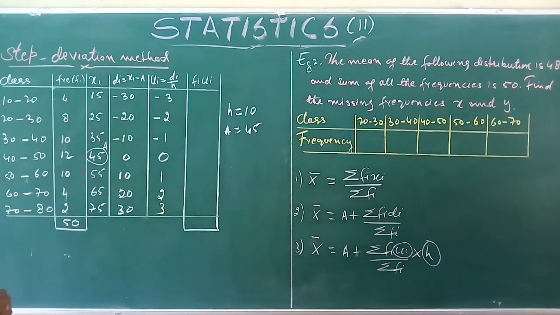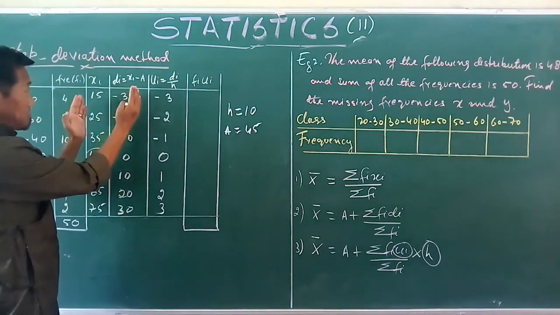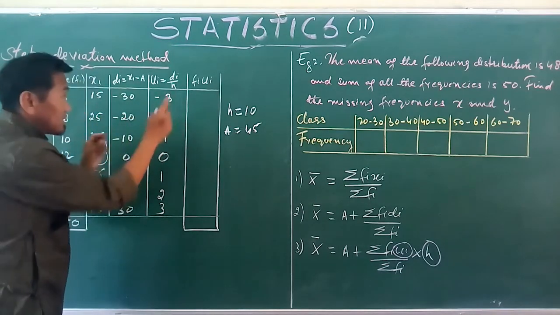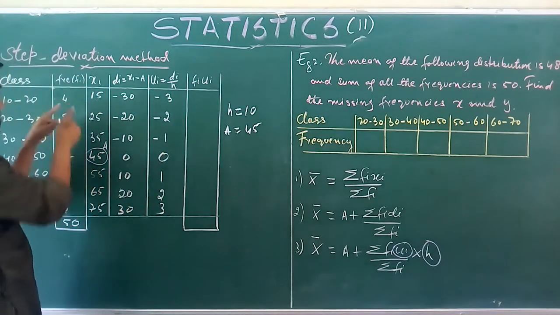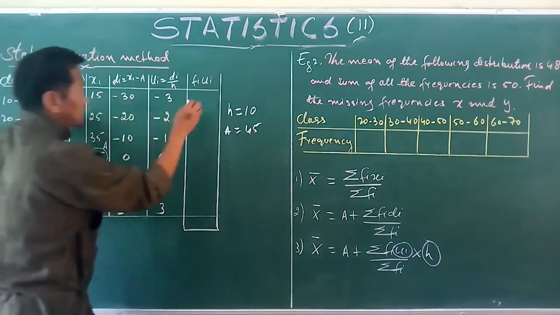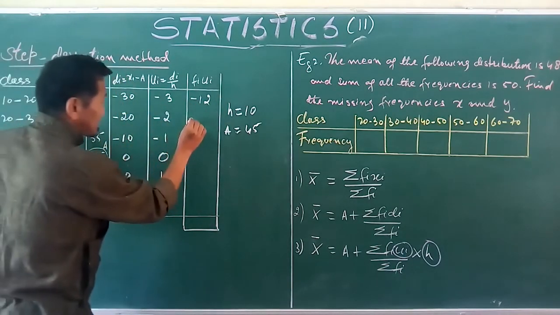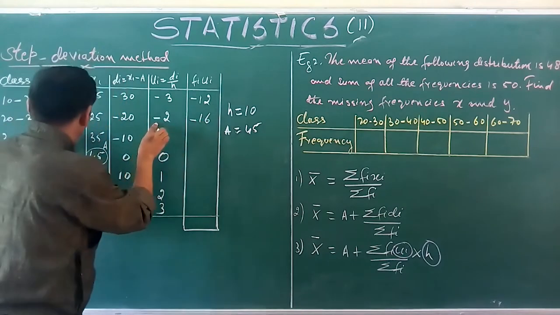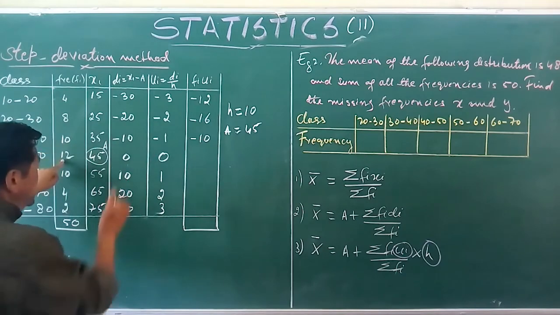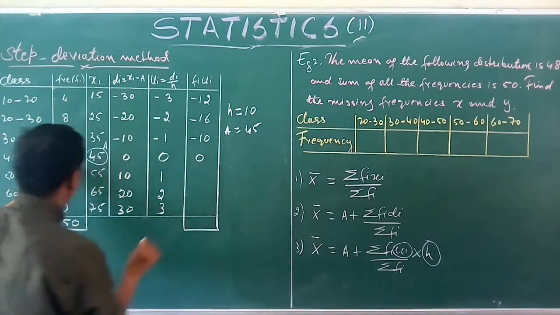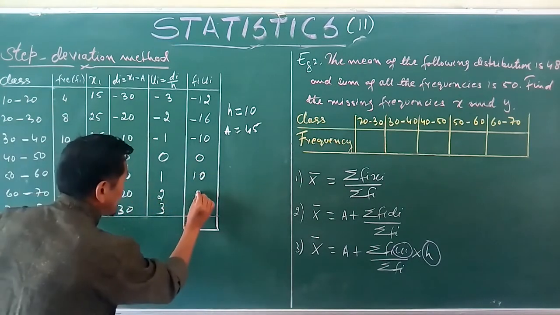Next we find fi ui, multiplying frequency and ui. Multiplying these two: 3 fours are 12, but here it is negative 1, so negative 12. 8 twos are 16, negative 16. Then 10 into negative 1 is negative 10. 0 into 12 is 0, and 10 into 1 is 10, 4 into 2 is 8, and 2 threes are 6.